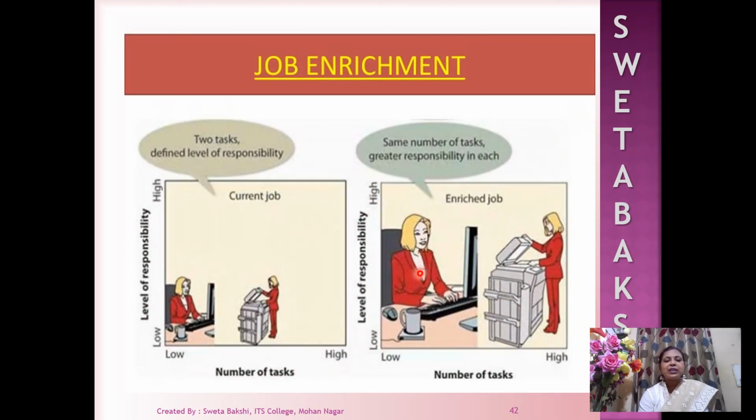So job enrichment means the same number of tasks, but greater responsibility in each task has been added, which is called an enriched job. The difference between the two diagrams is that in the second diagram everything is enlarged, while in the first diagram the current job is smaller and the number of tasks has been increased, but in the horizontal form.